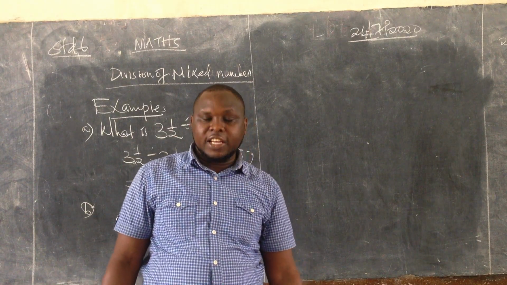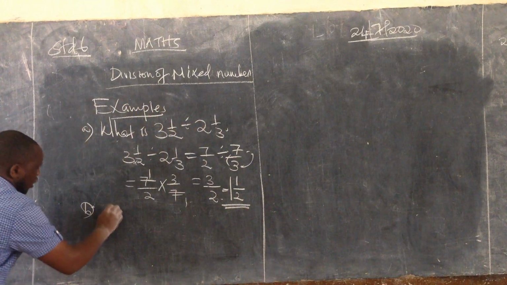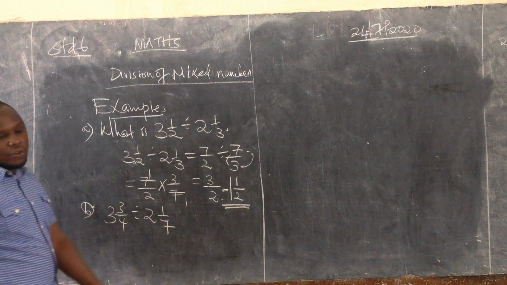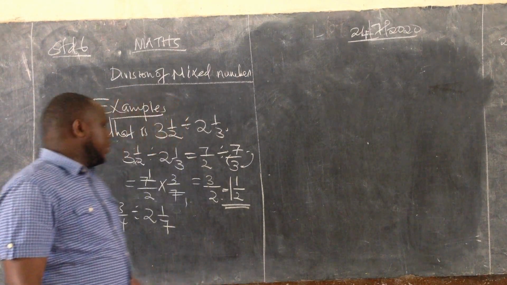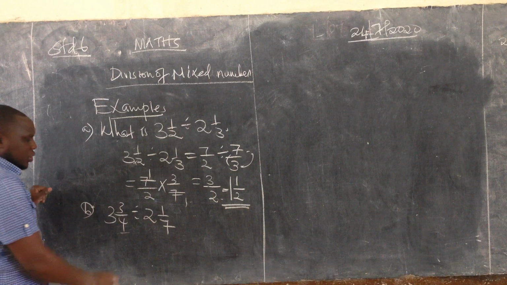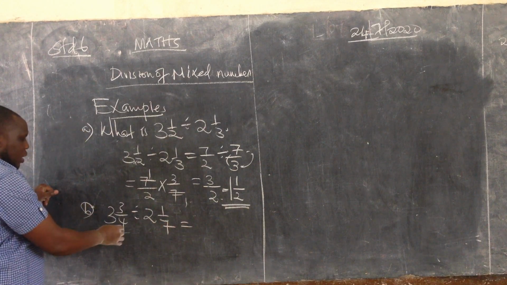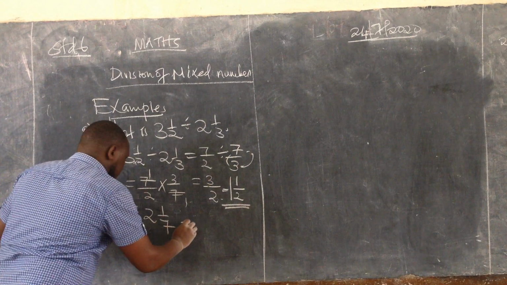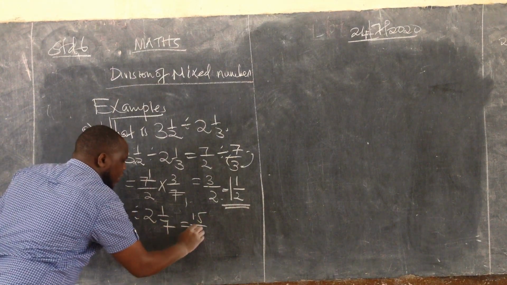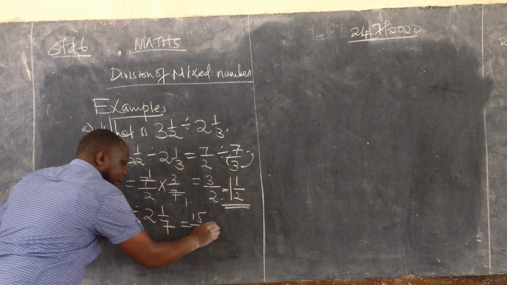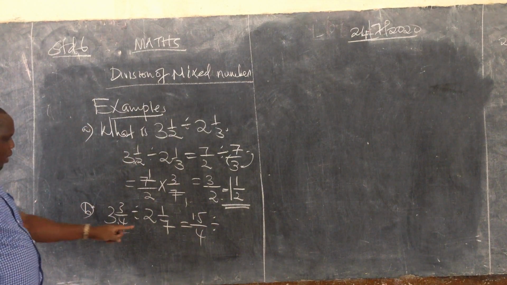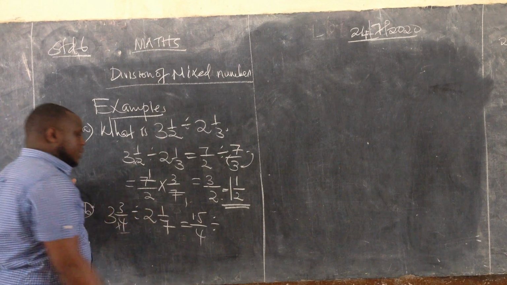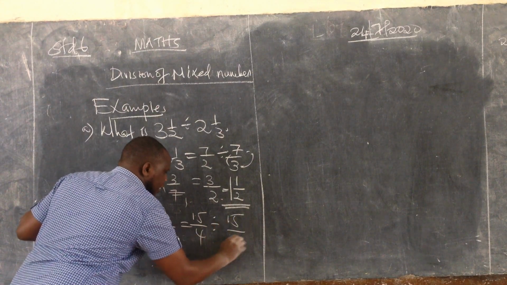We are going to have a second example, and we are given 3 and 3/4 divided by 2 and 1/7. So from there, we know our duty is to change this into an improper fraction. And this is going to be 4 times 3 is 12, plus 3 is going to be 15 over 4. Then divide by, first put the division sign, 7 times 2 is 14, plus 1, 15 again over 7.